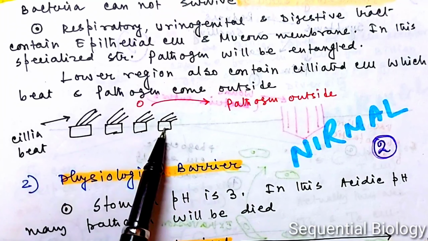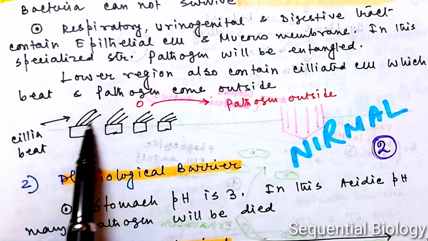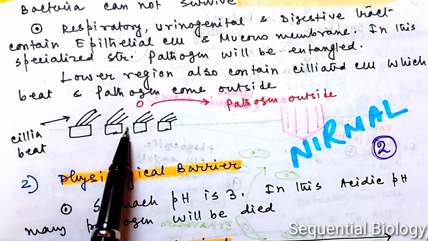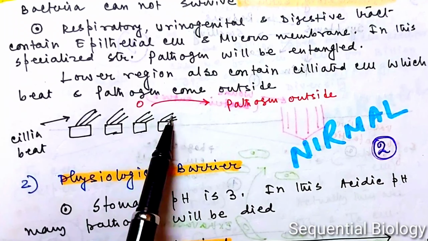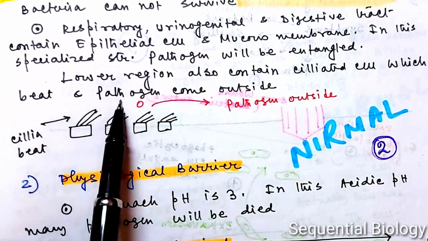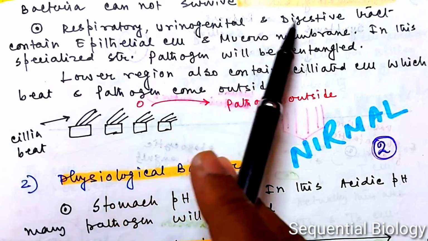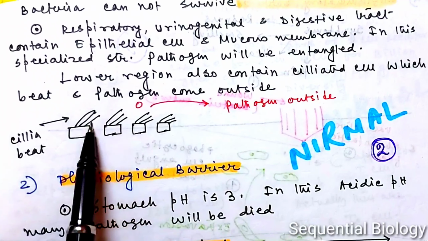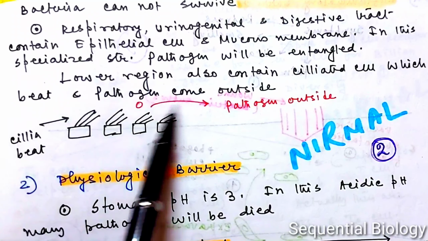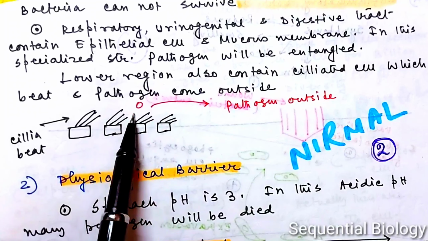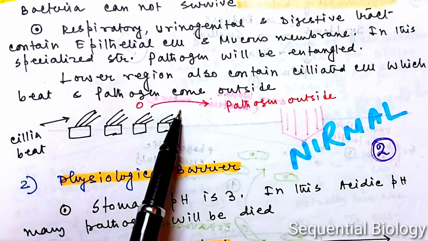The respiratory, urinogenital and digestive tracts also contain epithelial cells, and in these epithelial cells many cilia are present. So they are ciliated epithelial cells, and whenever any pathogen tries to enter the respiratory system, urinogenital system or digestive tract, the cilia beat and cause the removal of the pathogen. This is another important anatomical barrier.